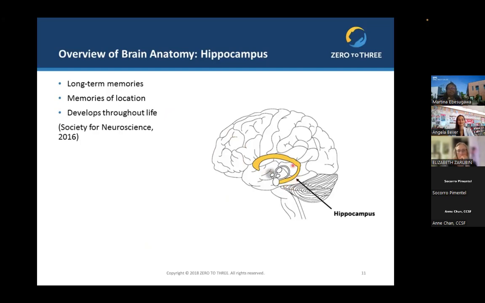Or for a baby, it's the hippocampus that's going to remember what a mother's or father's face looks like based on the memories that they've gathered from collecting images over time. The other thing about the hippocampus is that it develops throughout the lifespan. So it's really important to understand that it's not just something that develops in early childhood, but it continues to develop throughout life.